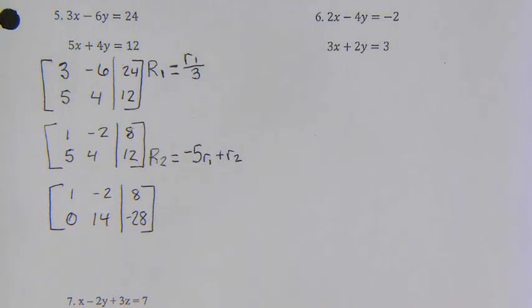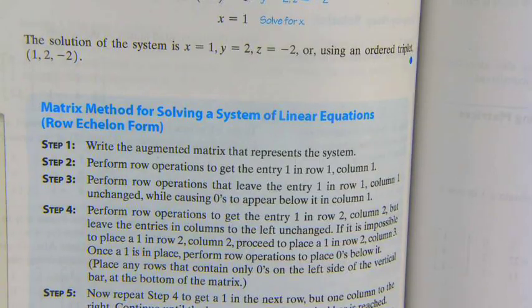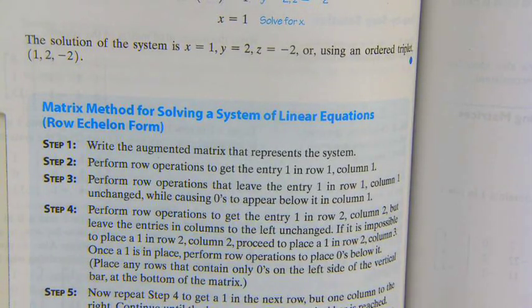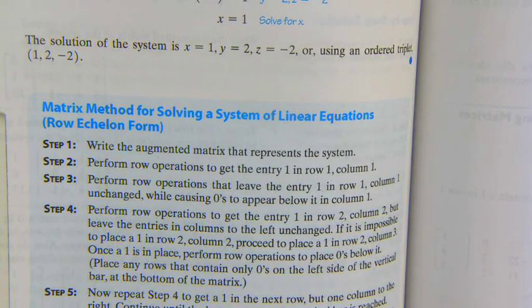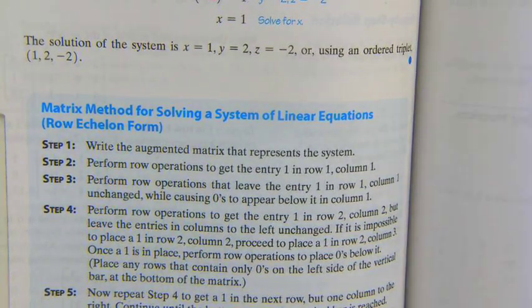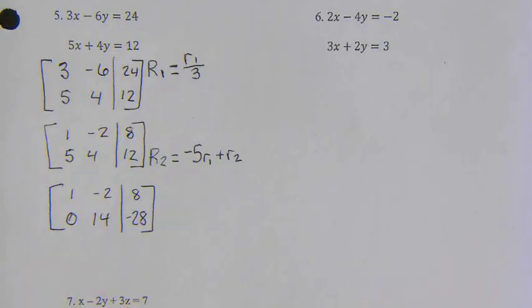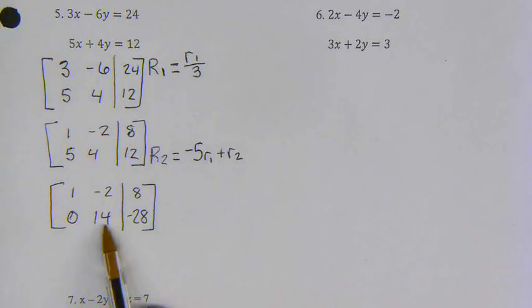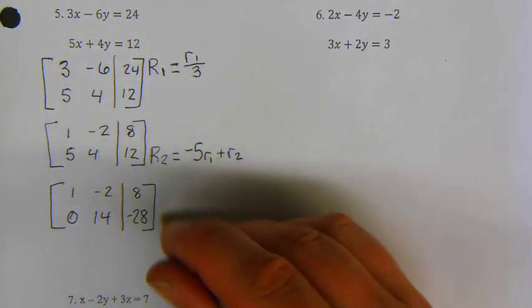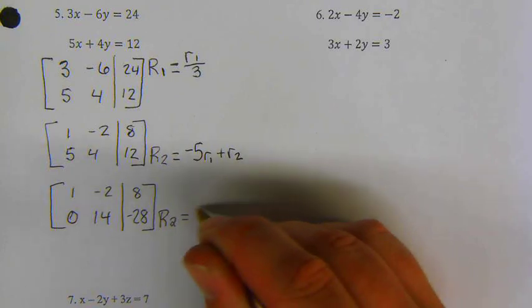All right? The next step says to perform row operations to get the entry 1 in row 2, column 2, but leave the entries in columns to the left unchanged. Now, row 2, column 2 in a 2 by 2 matrix is obviously this number here. We need to get this to be a 1. So again, we could just easily divide. I could take the old row 2 and divide it by 14, and that'll turn into a 1.